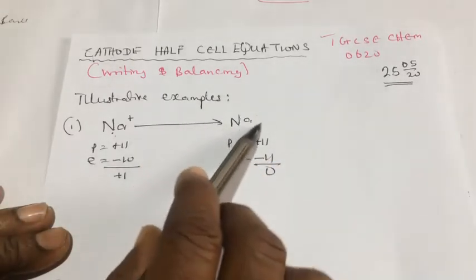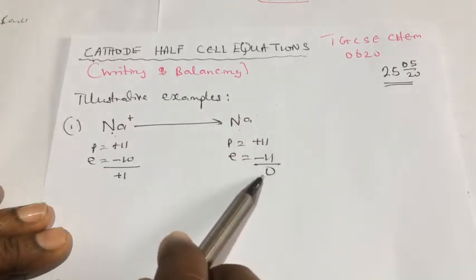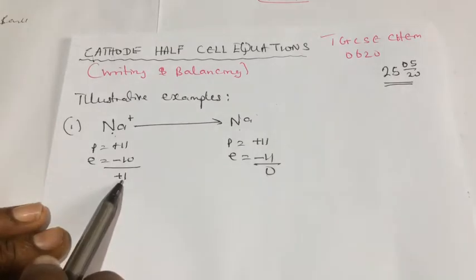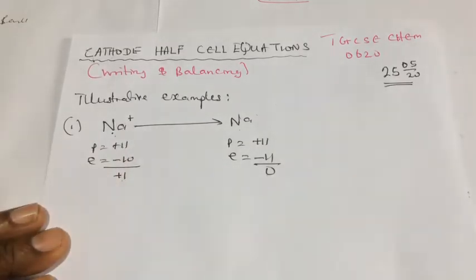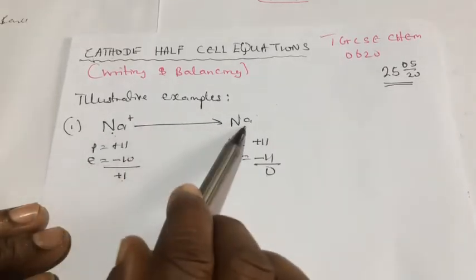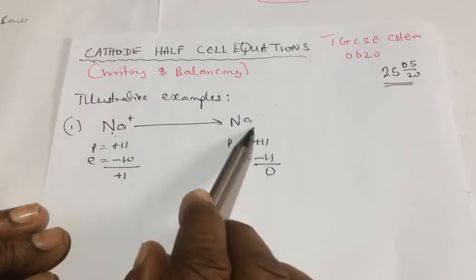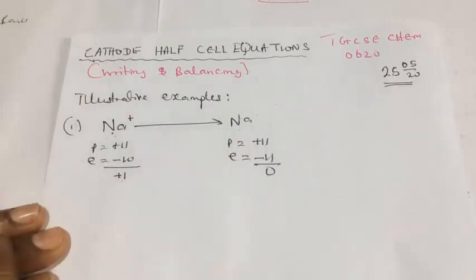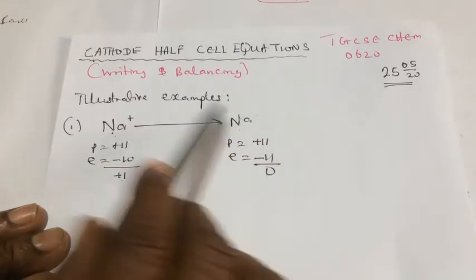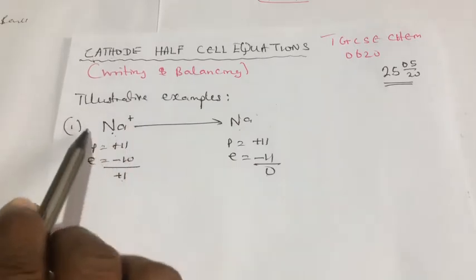So this is an atom. All atoms are electrically neutral because the net charge is 0. This is a charged particle, and the net charge here is plus 1. So we just write the plus sign, Na⁺. So these are their charges. Look at the number of atoms of sodium: sodium here is 1, sodium here is 1, right? Then the charges are not balanced. On the right-hand side, the charge is 0, and here the charge is plus 1.